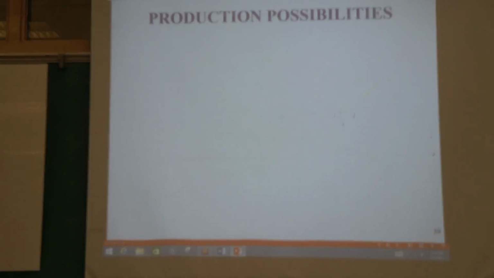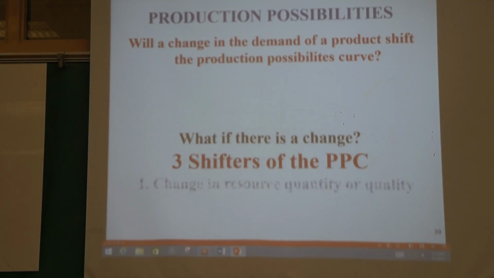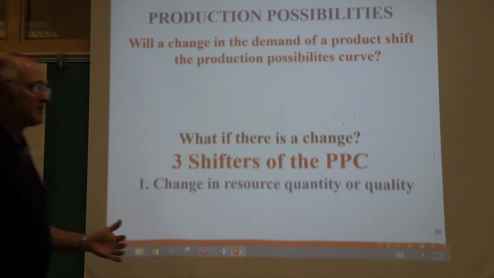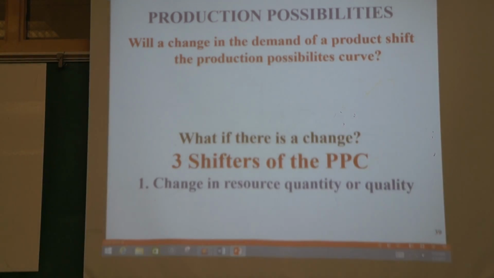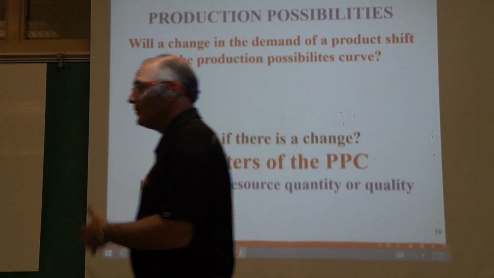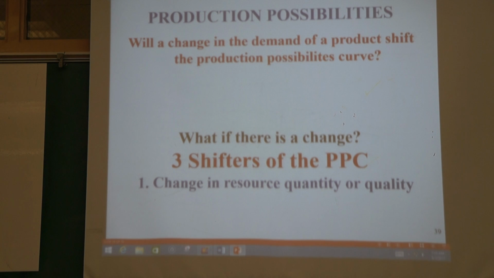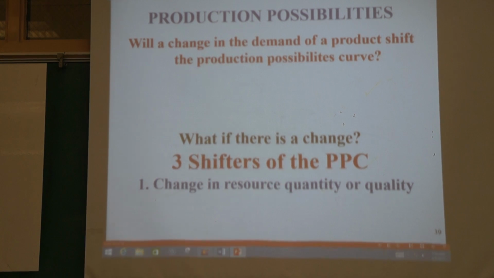All right. Here are the shifters. So change in resource quantity or quality. So school is a shifter of the production possibilities curve because of the quality of worker we're producing. More people coming in, immigration into the United States, is a change in the resource quantity or quality. Change in technology.